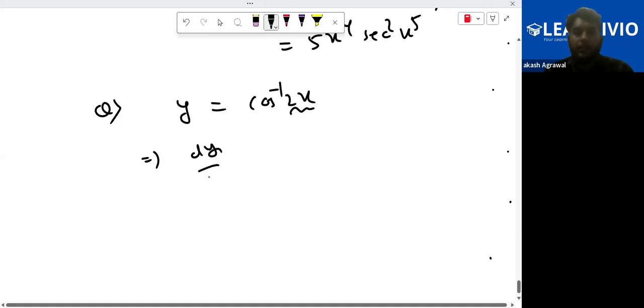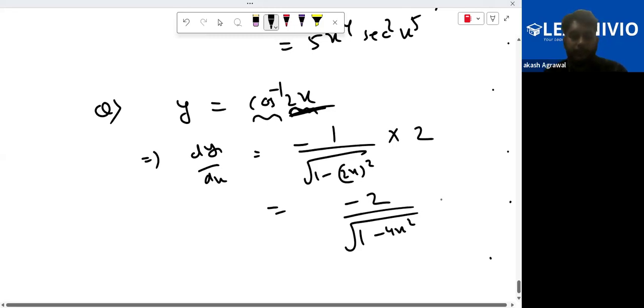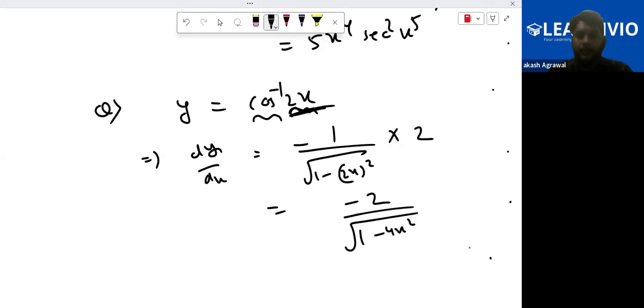Okay, so dy by dx will be, see, cos inverse differentiation is minus 1 upon under root 1 minus x square, but x is not there, it is 2x. So 2x whole square, times 2x differentiation, which is 2. So minus 2 upon root of 1 minus 4x square. Is it clear, all of you? Yes, sir. Okay.